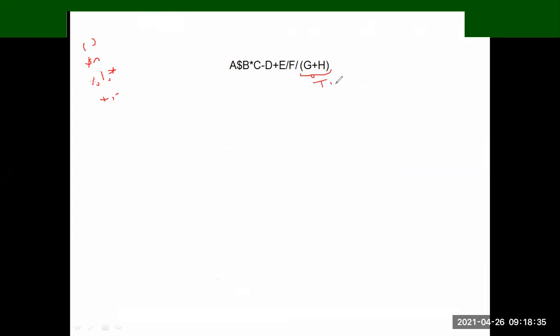I am taking it as T1. So T1 equals G plus H. After converting infix to prefix or infix to postfix, just remove the brackets. So I am converting this infix to prefix: plus GH, or postfix: GH plus. That is T1.